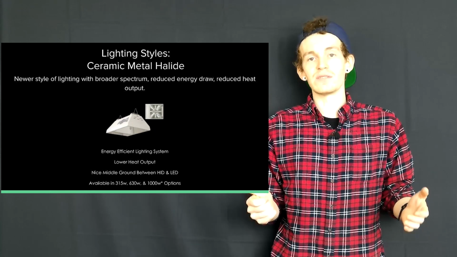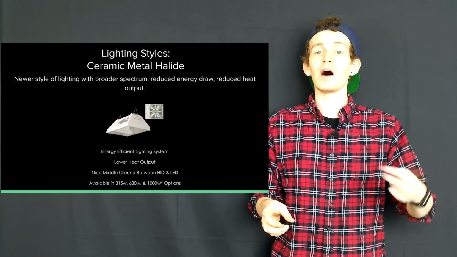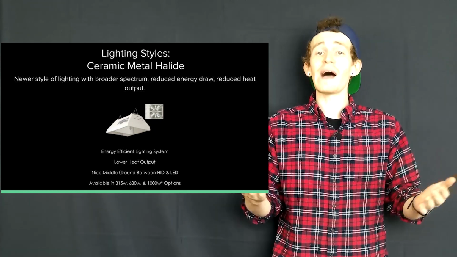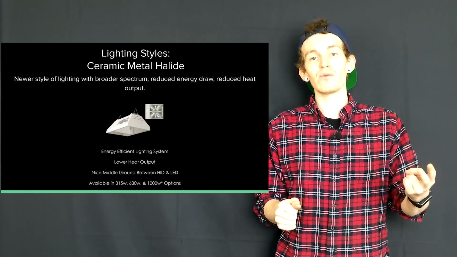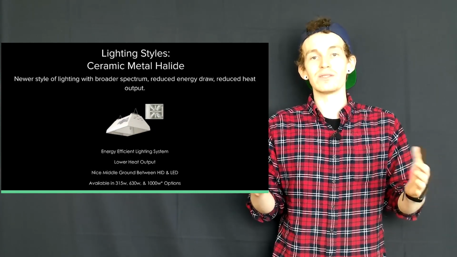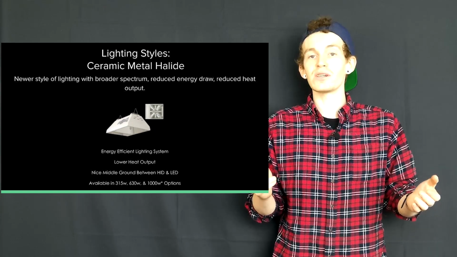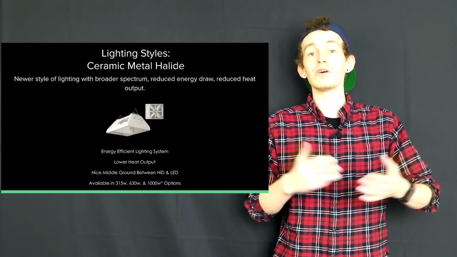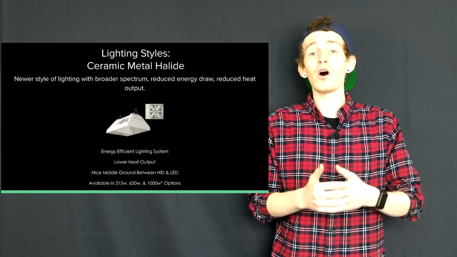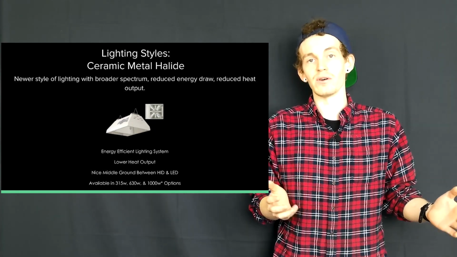As far as the wattages of these fixtures go, they're available in three options at this point in time: the 315 watt, the 630 watt, or now the 1000 watt option. With the 315 and the 630 watt, it's going to use a unique bulb that is specifically for the ceramic metal halide. It has a different point of connection, and it's actually going to operate a little bit differently than your traditional bulb does. They have a little bit longer of a life, and overall have a much better broad spectrum than any of the HID options that are currently available.